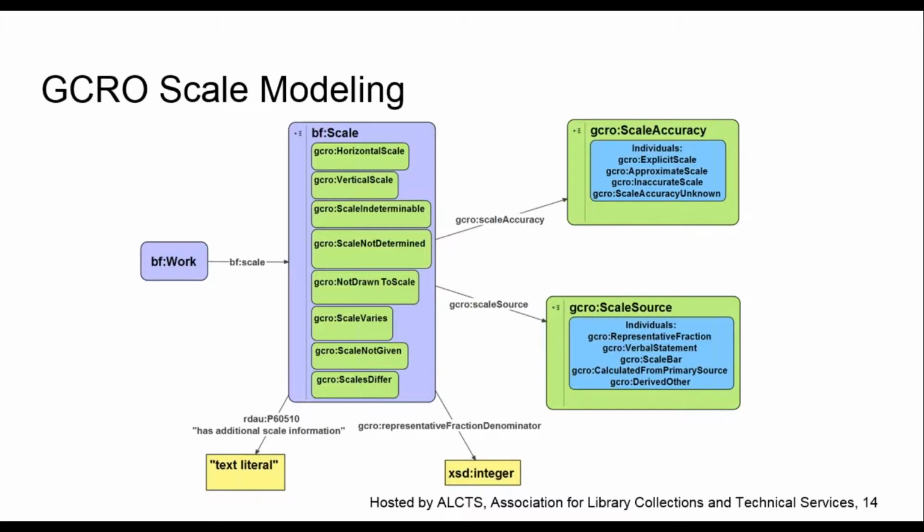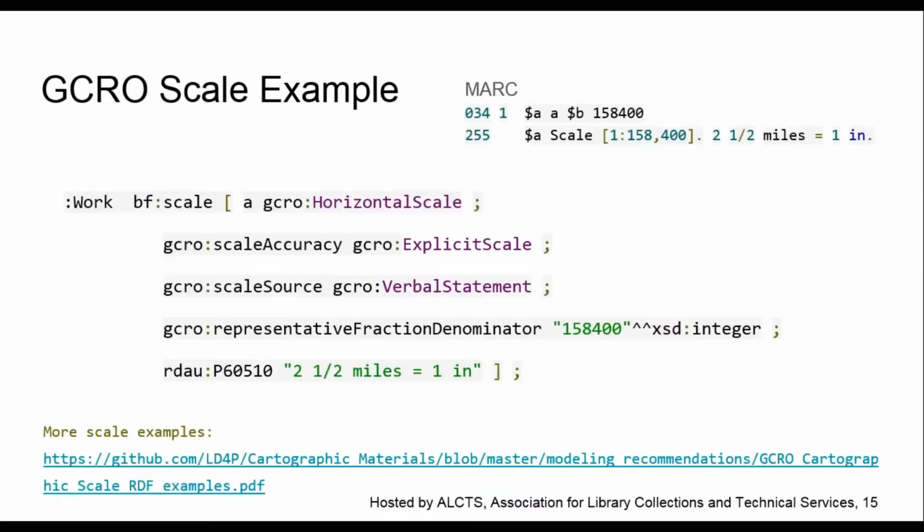Additionally, there's a direct way to assert the representative fraction denominator and to type the data type as an integer, so we know that this will be a machine actionable data point. And we're reusing the RDA unconstrained property for has additional scale statement to still allow for textual description of a scale. So this is what it would look like in RDF, in the GCRO RDF.